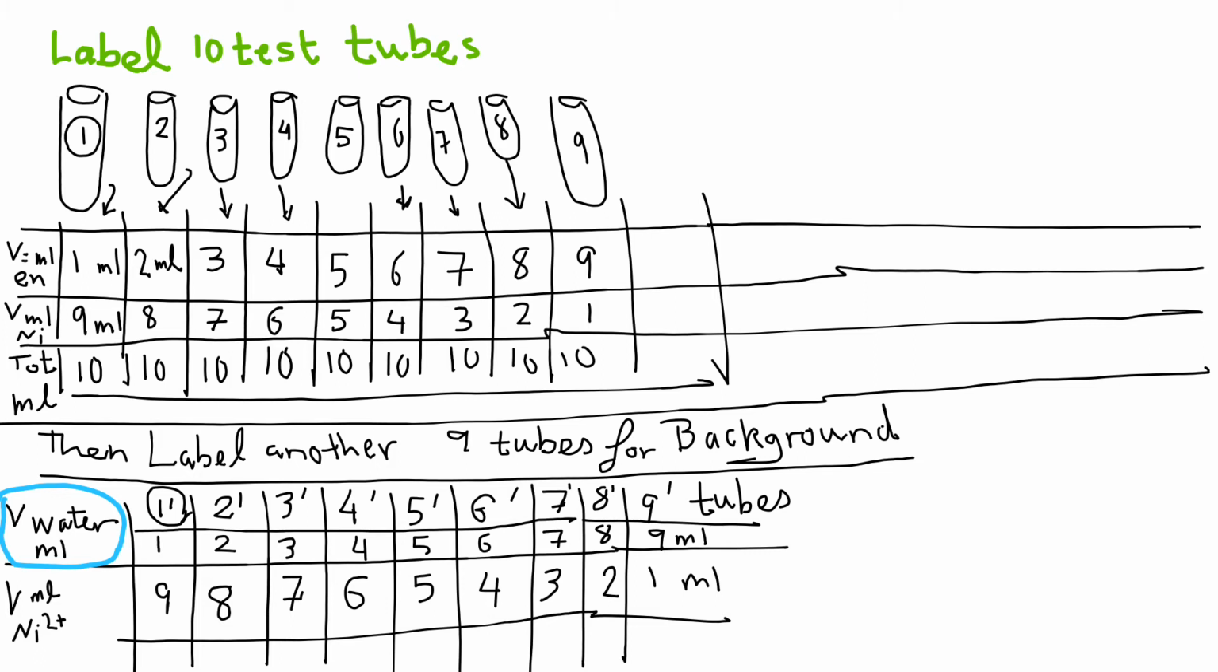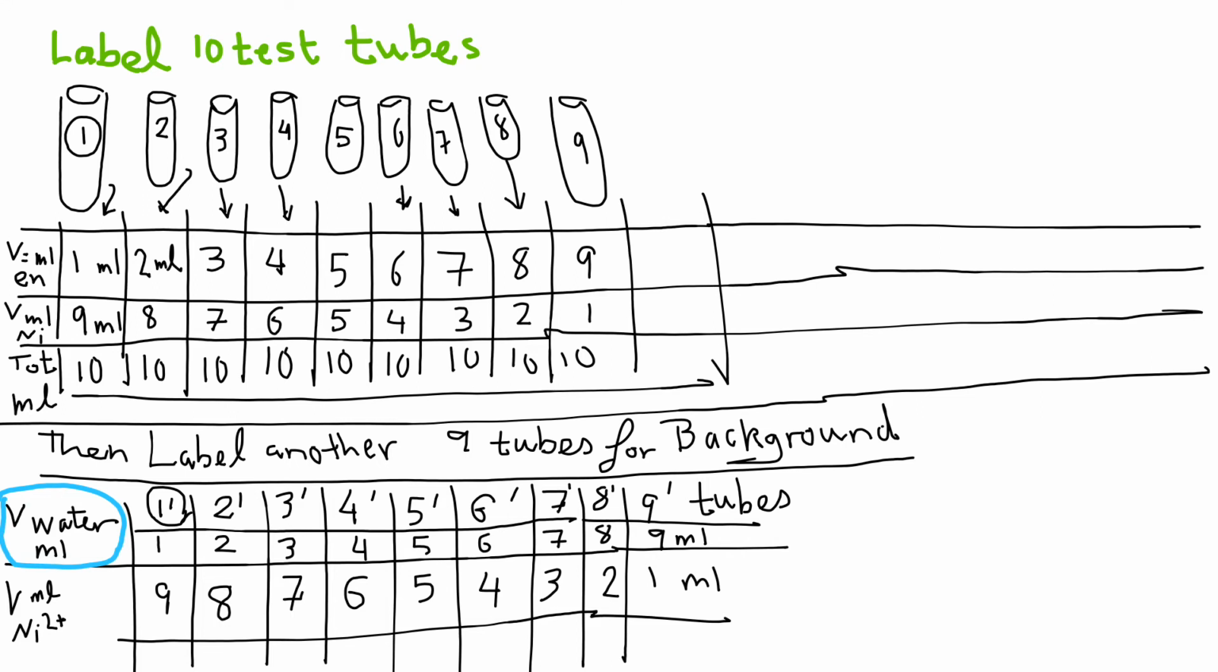Now in this experimental procedure, first you have to label 18 clean test tubes. In the first 9 test tubes you label from 1 to 9. Tube 1 you add 1 mL ethylene diamine and 9 mL nickel, and the total will be 10 mL in the first tube, and you use a pipette to measure the volumes. Then in the second tube you increase the volume of ethylene diamine to 2 mL and the nickel 8 mL. So 2 plus 8 equals 10 mL, the total volume.